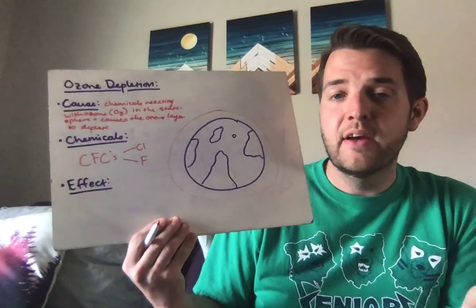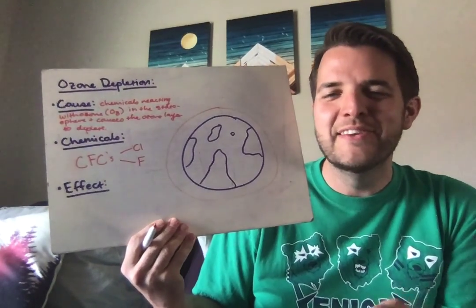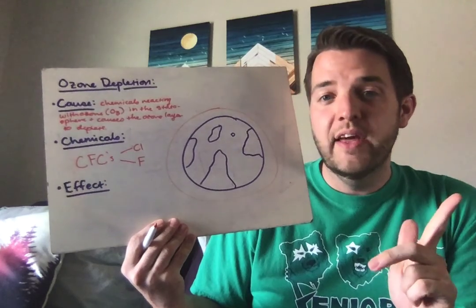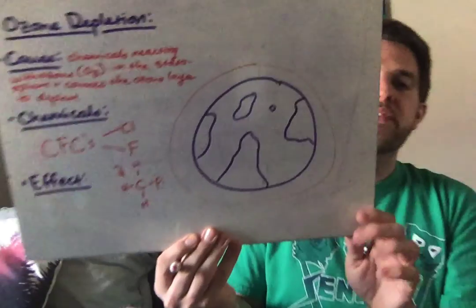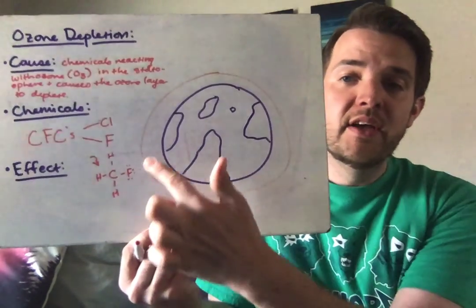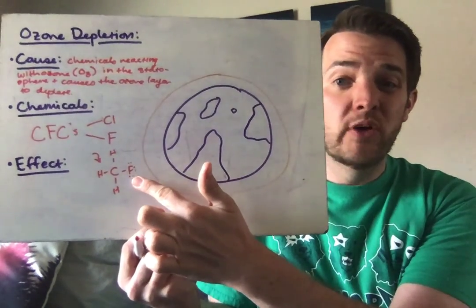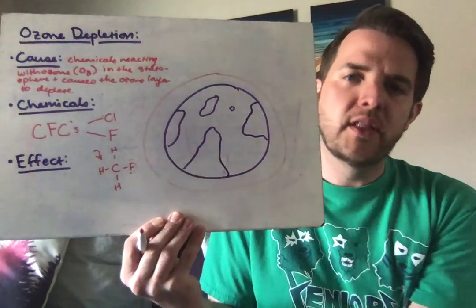And in fact, a lot of CFCs are literally just like CH3Cl or CH3F, meaning it would be a carbon, 3 hydrogens attached, and then just a fluorine. So a CFC really can just be as simple as a carbon compound that has one fluorine or one chlorine attached, or it could be a lot more complex.